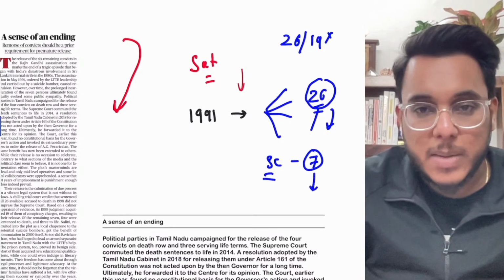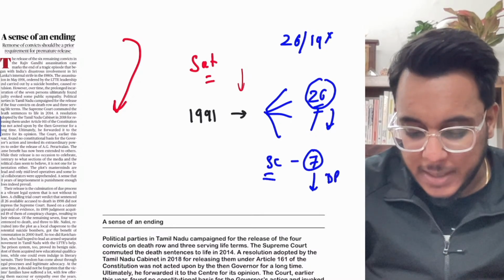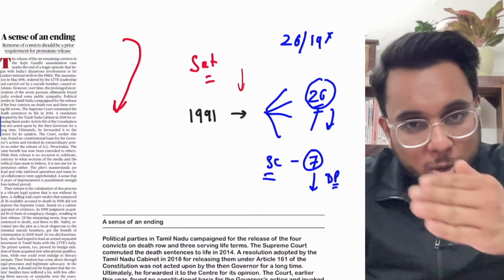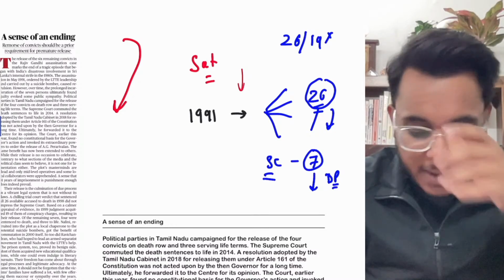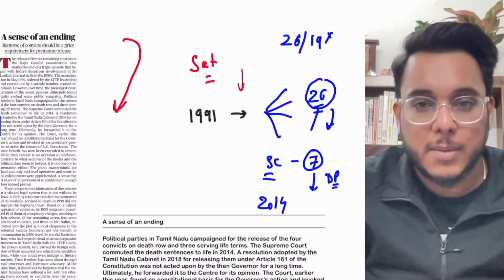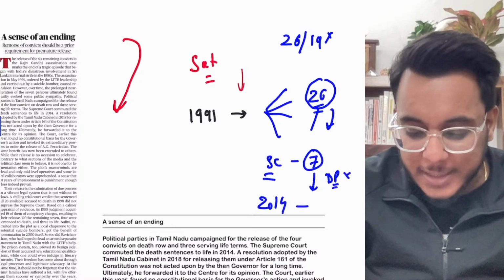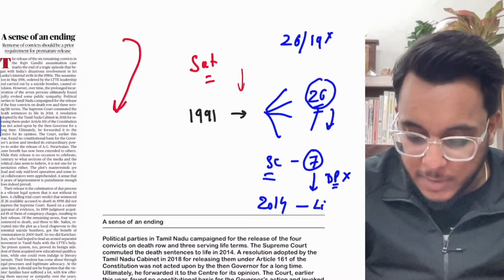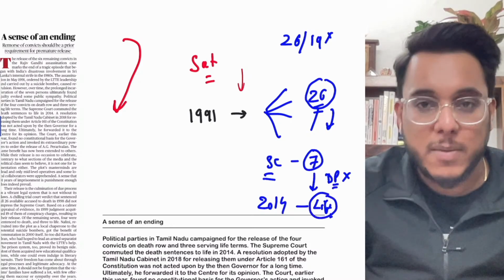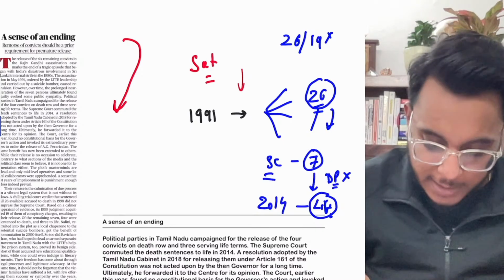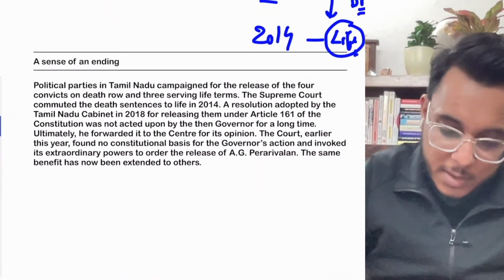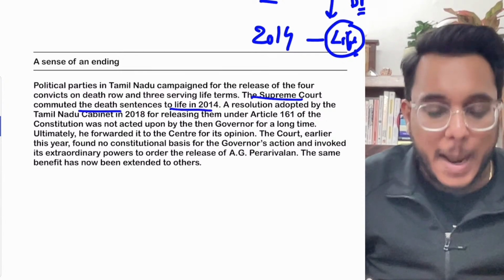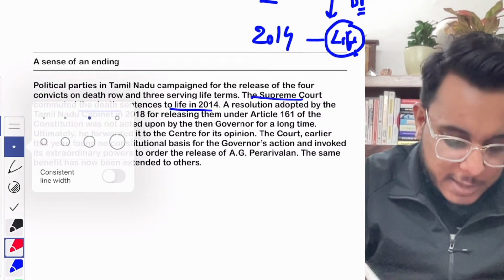These 7 people were originally given the death penalty. But gradually, from time to time, by 2014, all these people's death penalty was commuted to life imprisonment. The Supreme Court commuted the death sentence to life in 2014. That happened. Now, after 2014, what happened?